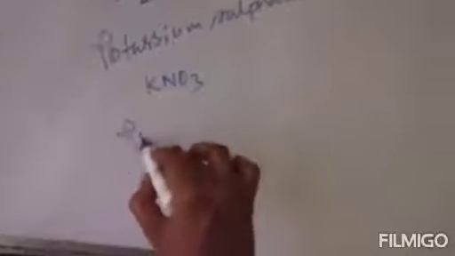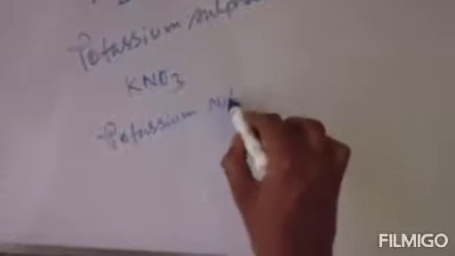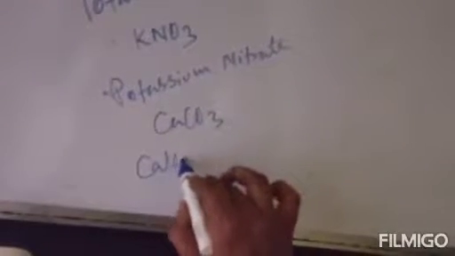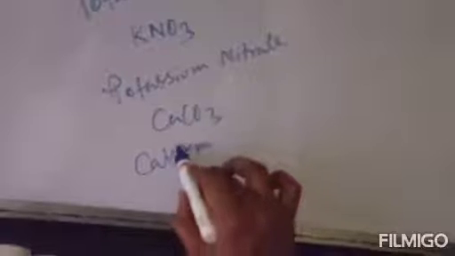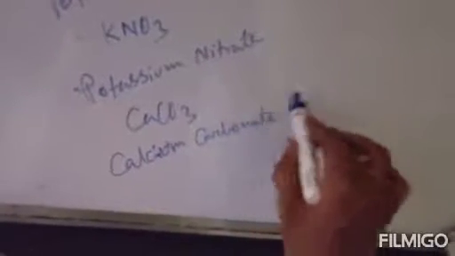Next formula given is KNO3. K is potassium and NO3 is nitrate. So the name is potassium nitrate. Last formula given, CaCO3. Now Ca is calcium and CO3 is carbonate. So the name is calcium carbonate.